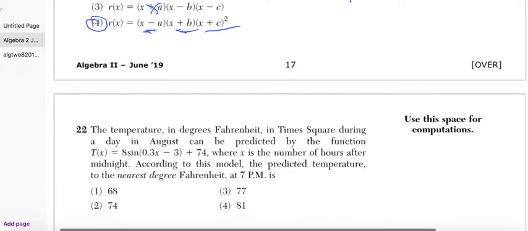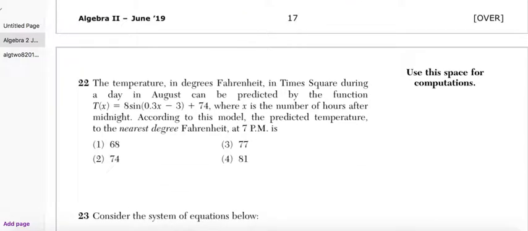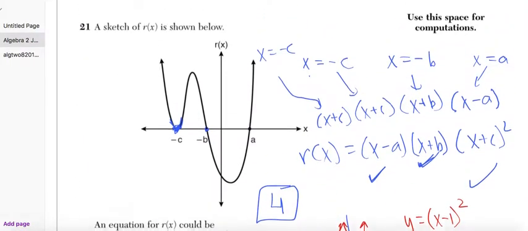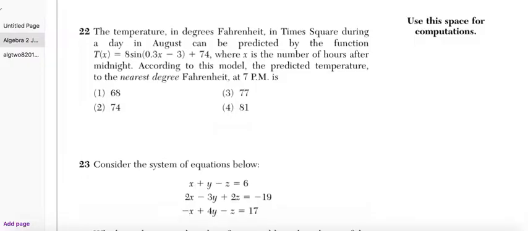Question number 22. We're almost there. Let me make sure we answered it. It asked for the equation, and we got the equation. Okay, good. So question 22: the temperature in degrees Fahrenheit in Times Square during a day in August can be predicted by the function t of x equals 8 sine blah blah blah. So it's a sine function.